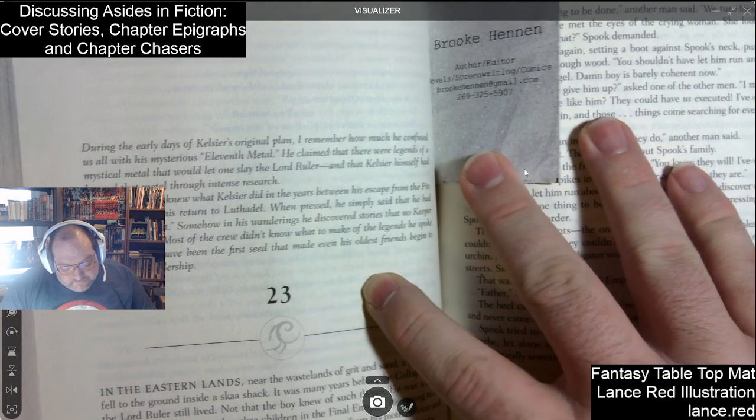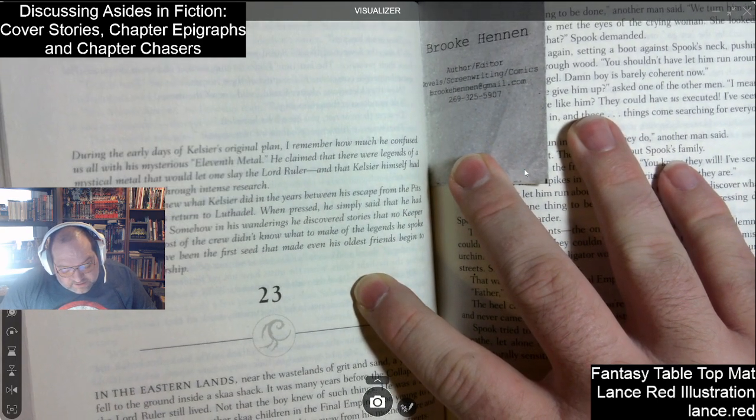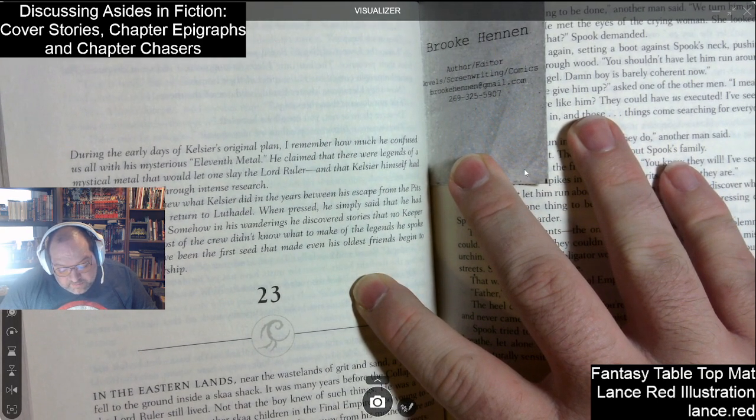Chapter 23. During the days of Kelsier's original plan, I remember how much he confused us all with his mysterious 11th metal.